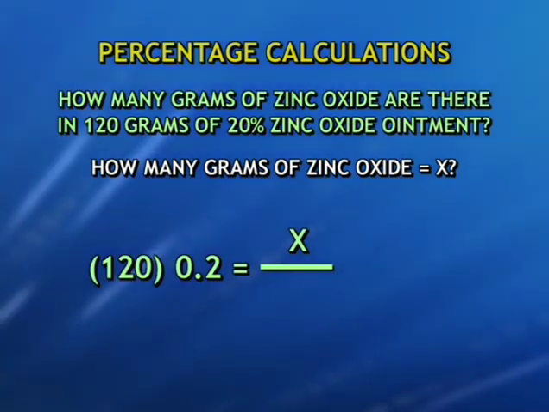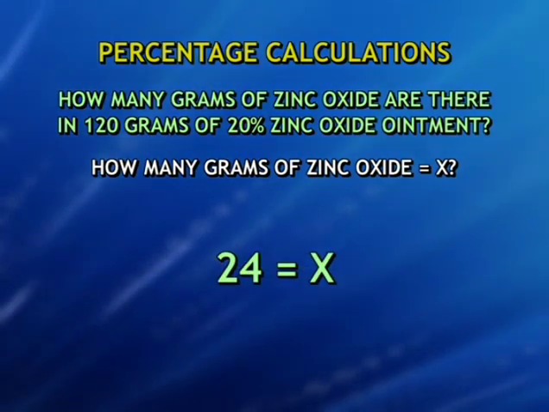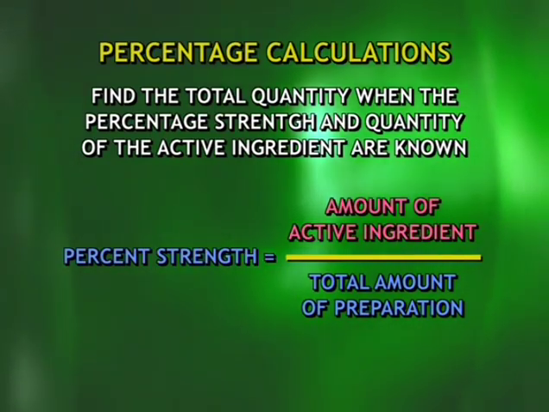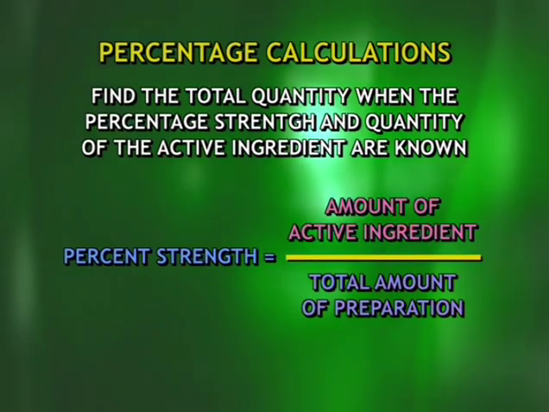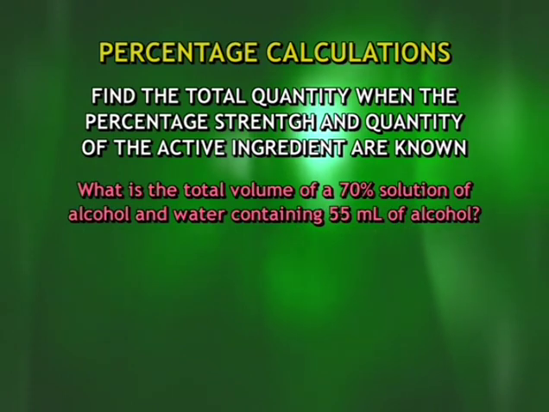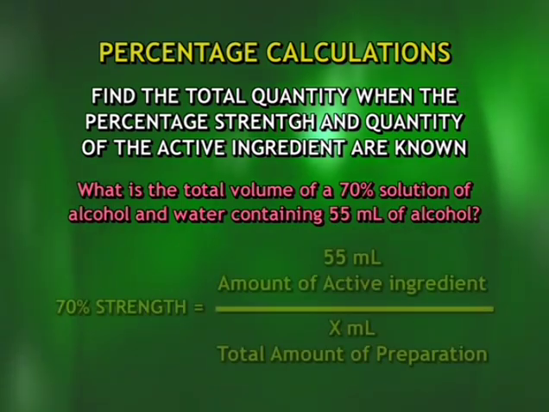Step 4. Carry out the calculation. 24 equals X. Similar substitutions can be made to find the total quantity of a mixture when the percent strength and the amount of the active ingredient are known, or the percentage strength when the amount of active ingredient and total volume are known. A 70% alcohol water solution contains 55 milliliters of pure alcohol. What is the total volume of the solution?